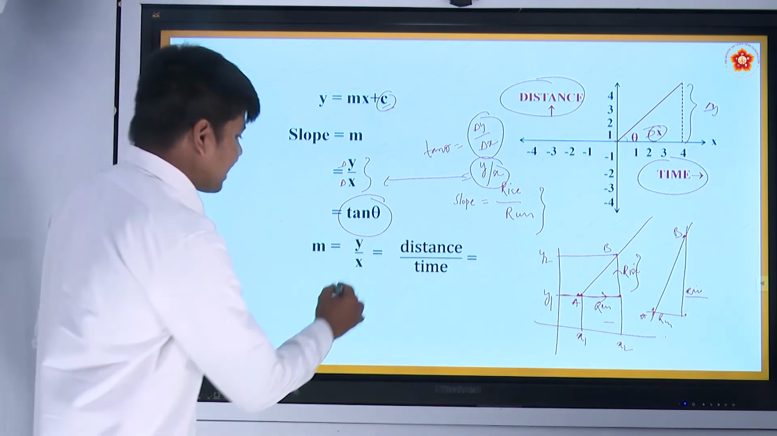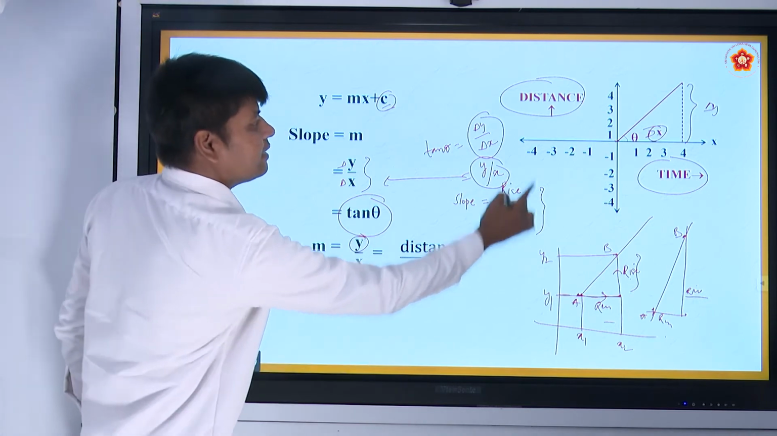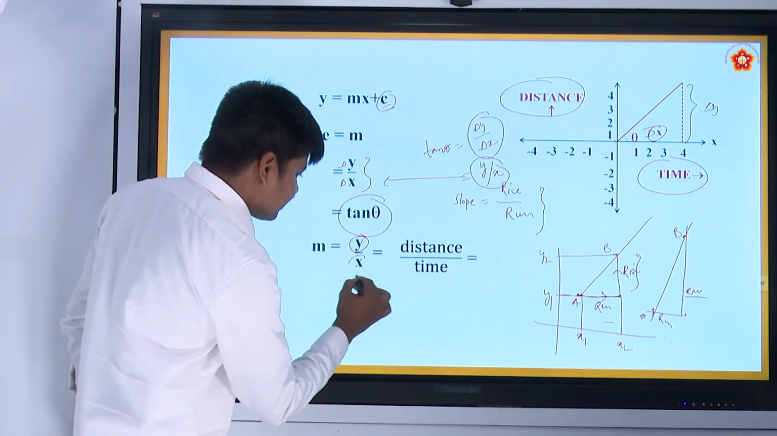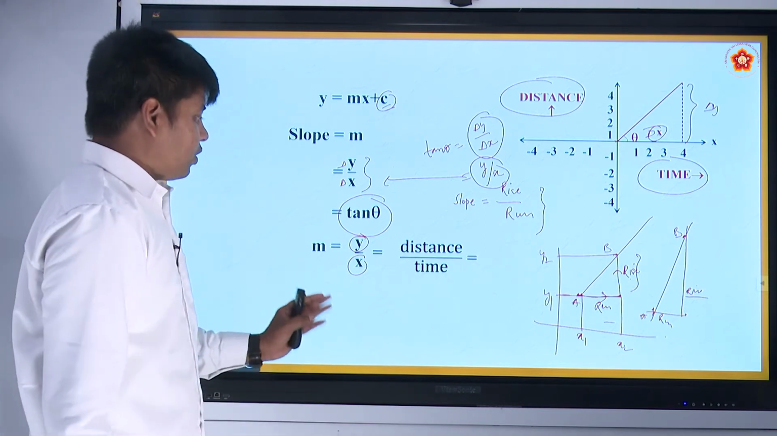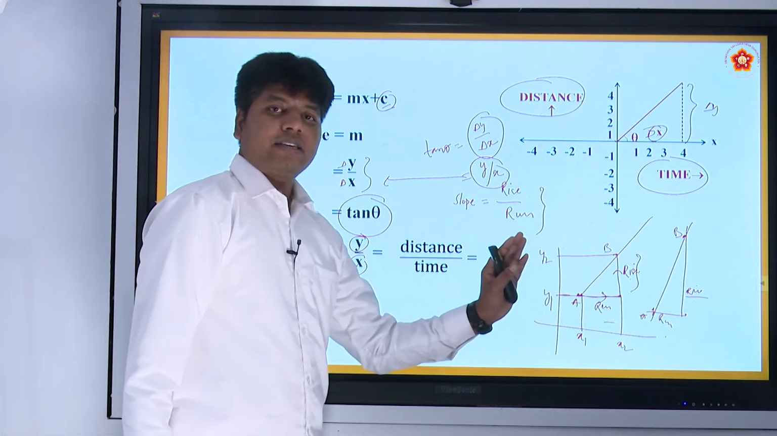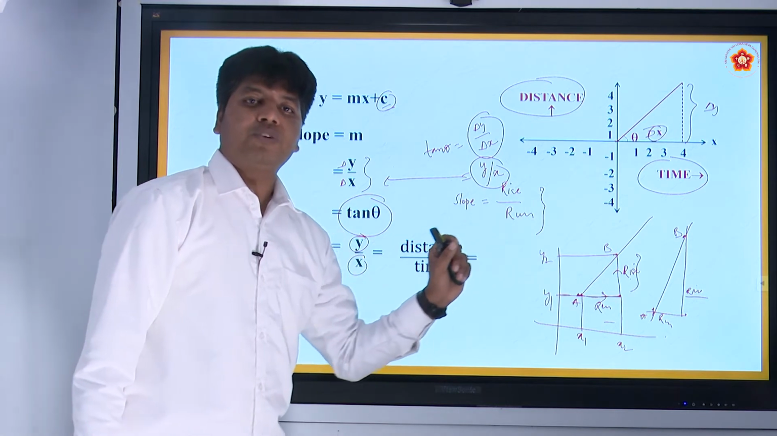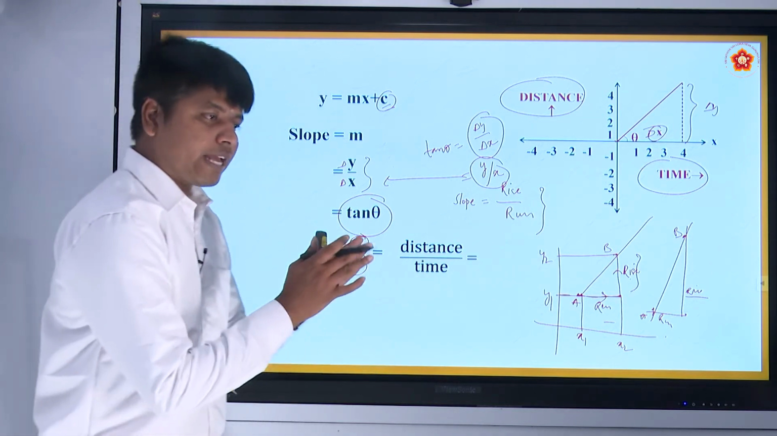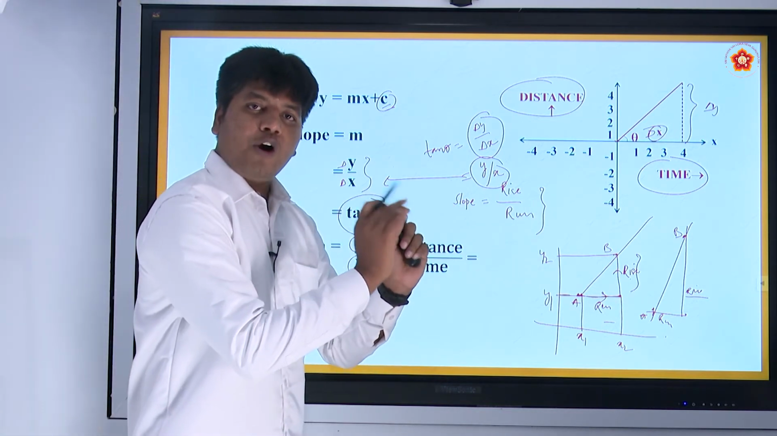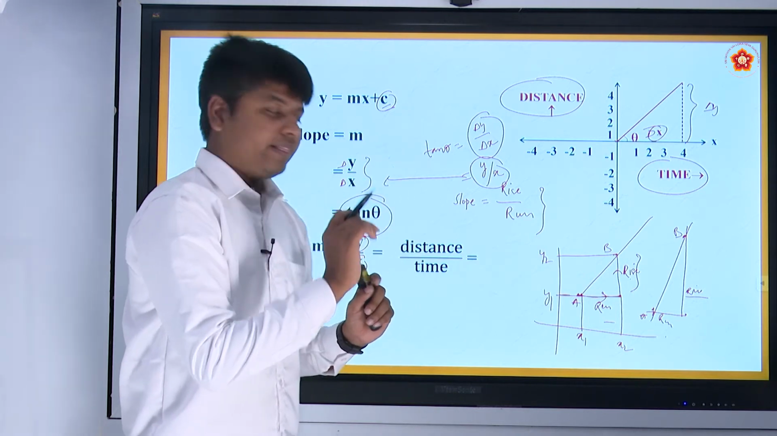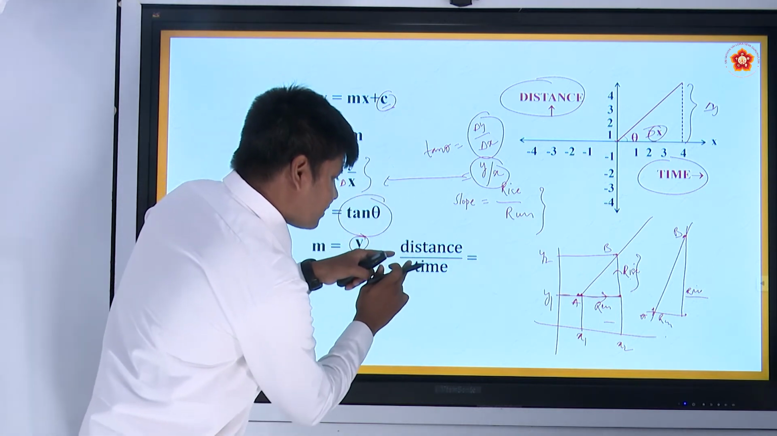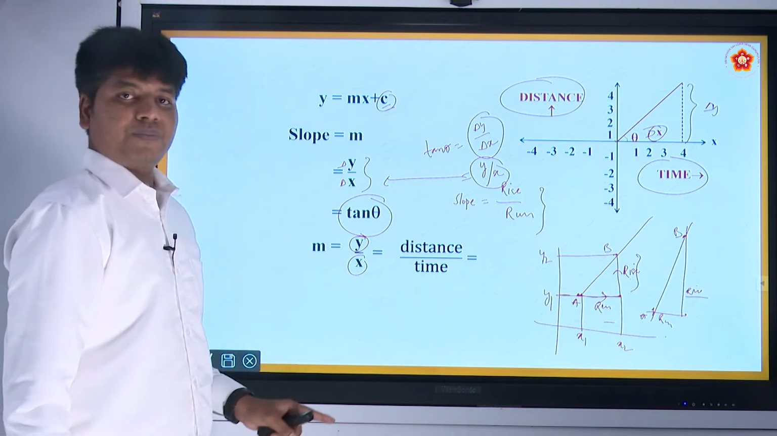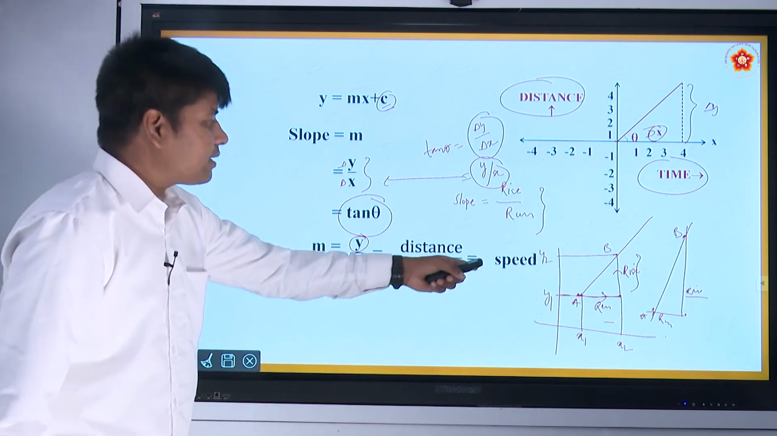So what does the y axis represent here? The y axis is the distance, the x axis is the time. So how much distance am I traveling with respect to time? As I am moving forward, as the time is changing, how much distance am I covering? That is the relation between the distance and time which the slope gives you, and this term we call speed.